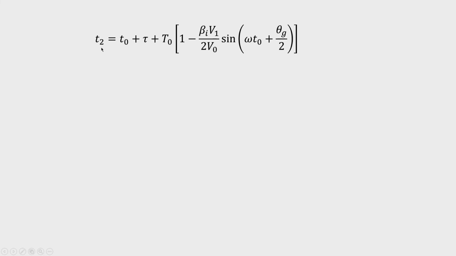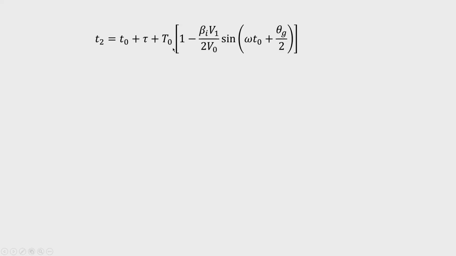Now, T 2 is equal to T naught, the time of entry of the electrons in the buncher cavity, plus tau, the transit time of the electrons between the buncher grids, plus this term T naught into 1 minus beta I V 1 by 2 V naught sin omega T naught plus theta g by 2. This is the transit time of the electrons in the drift space. So, the sum of these three times gives the time T 2, the entry time of the electron in the catcher cavity.